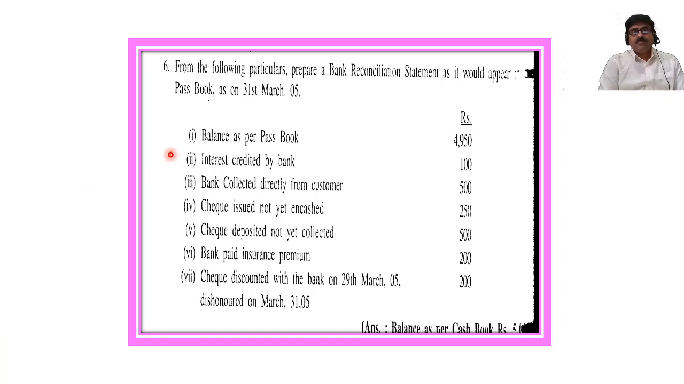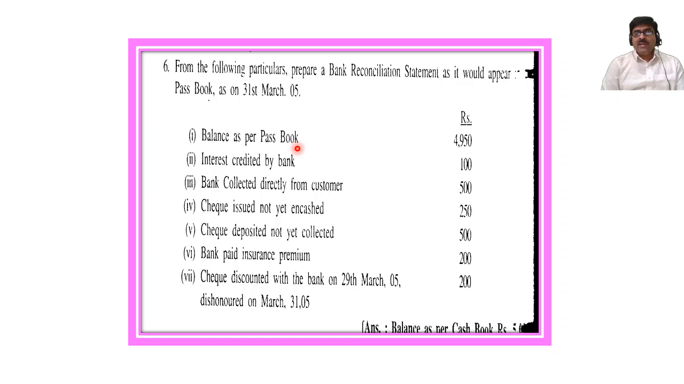Next illustration. From the following particulars, prepare a bank reconciliation statement as it would appear in the passbook as on 31st March 2005. This 31st March 2005 is the cutoff date. It means that on that date we are preparing the bank reconciliation statement. Here, first one, balance as per passbook. So, balance as per passbook is given, means we are preparing the bank reconciliation statement on the basis of passbook.